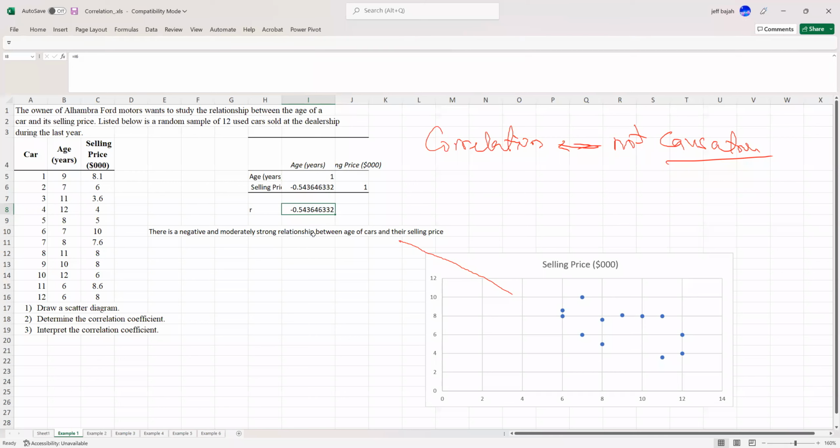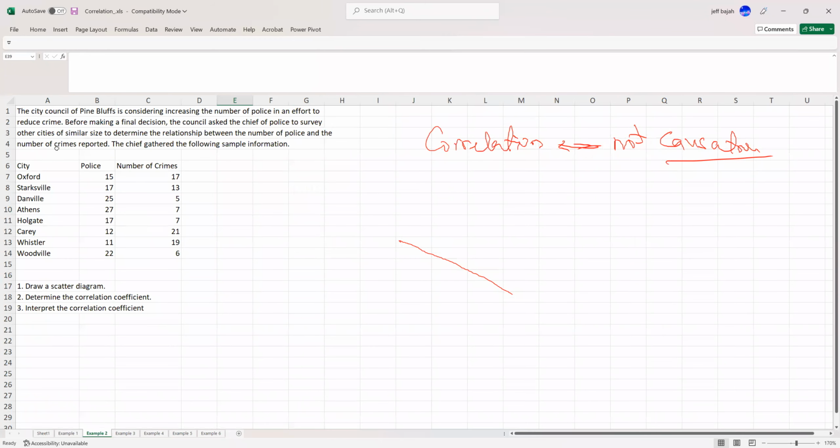Another example we can use, let's try one more, so we get more comfortable with this. Let's look at this one. This one says the city council of Pine Bluffs is considering increasing the number of police officers to reduce crime. But before they make that decision, they decided to look at similar cities with a population size that is close to theirs. And so these are the cities. These are the number of police officers they have in those areas, and this is the number of crimes.